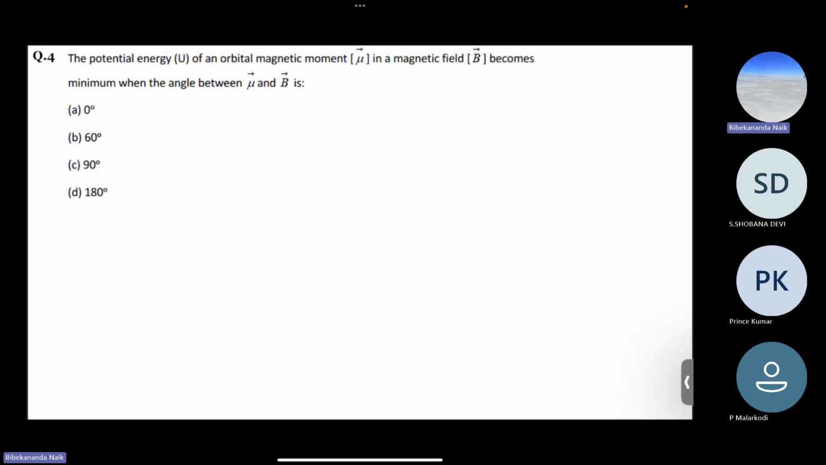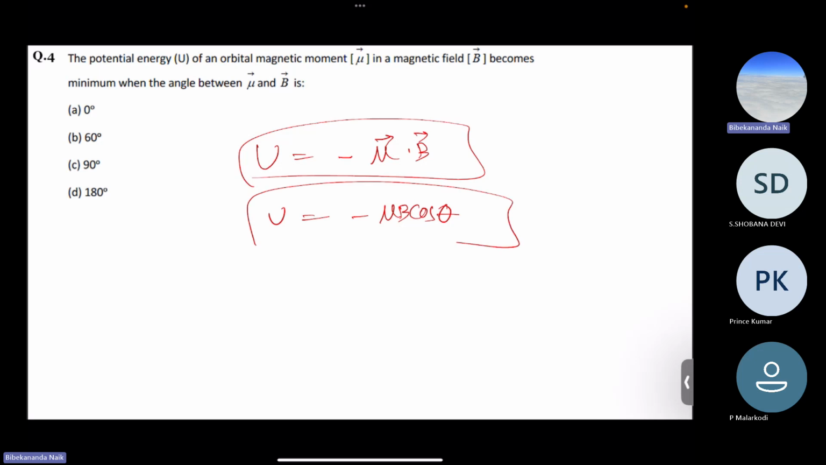Due to this torque, there must be some energy that has been utilized. If we talk about that energy, the expression for the potential energy of an orbital magnetic moment in a magnetic field is given by U is minus mu vector dot B vector. Why is the minus sign coming here? The minus sign indicates that the potential energy decreases when the magnetic moment aligns with the magnetic field. In the dot product, the expression is mu B cos theta. So U is minus mu B cos theta.